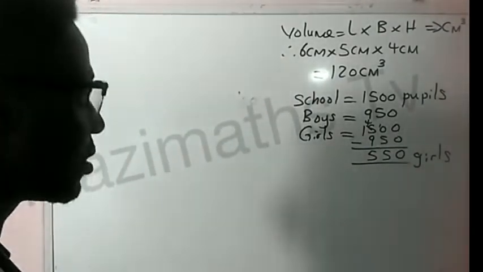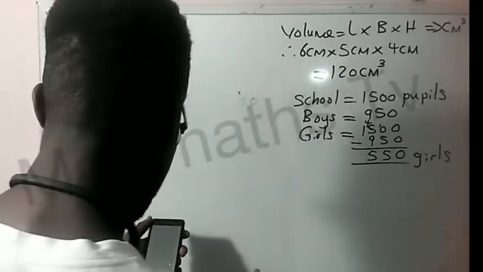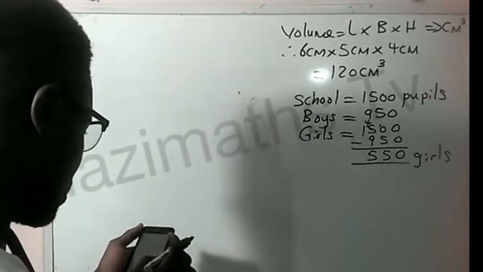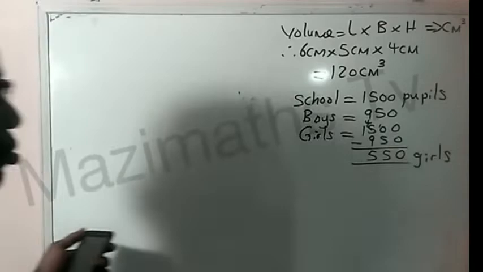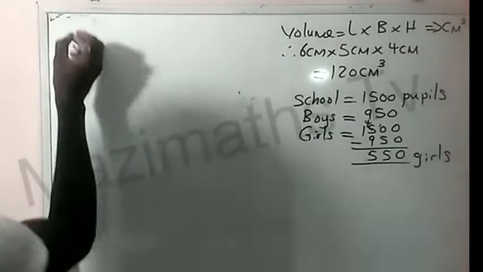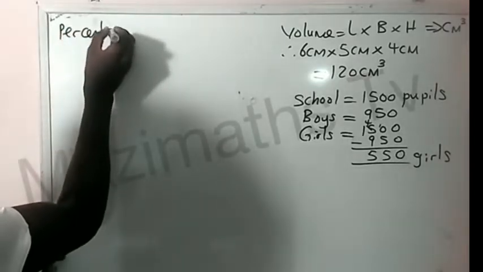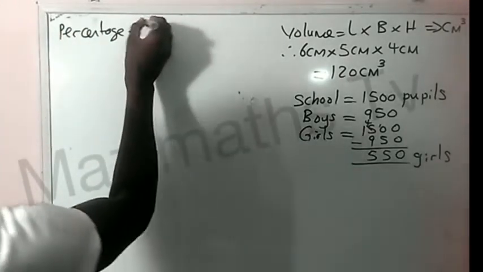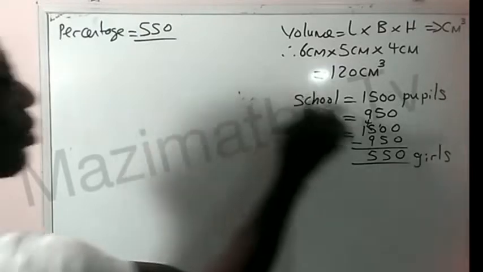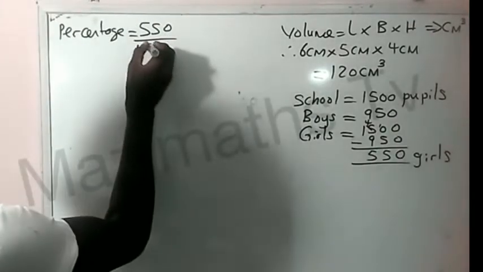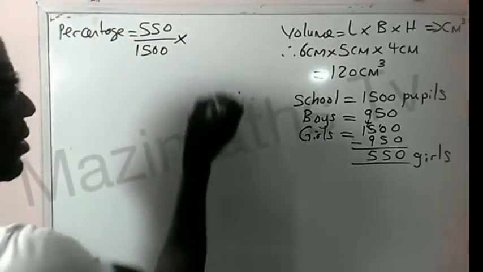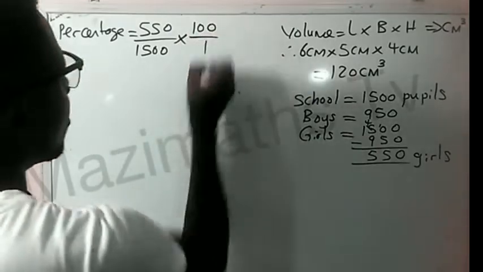We want to calculate the percentage of girls. Correct your answer to 2 decimal places. So how many girls do we have? That was 550 over the total number of pupils in the school, 1,500, times 100 percent.